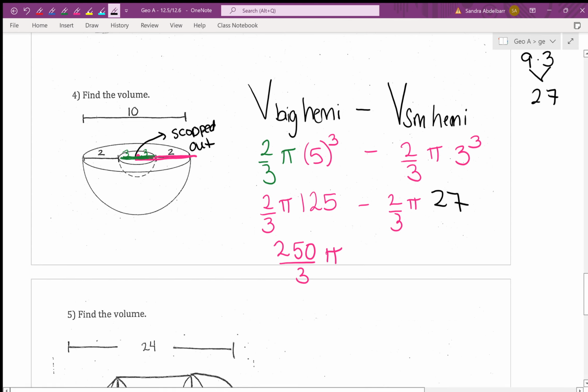3 goes into 27, right? But I'm not going to actually divide them. Does anybody know why I decided not to divide them? So I have a common denominator, so then I can subtract. So I'm going to leave it like that and just multiply across. 2 times 27 is 54, so we have 54 over 3 pi. And now I can just subtract my numerators. So 250 minus 54, can someone subtract that? 196 over 3 pi units cubed.